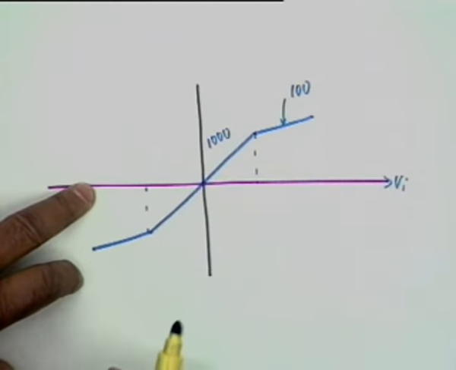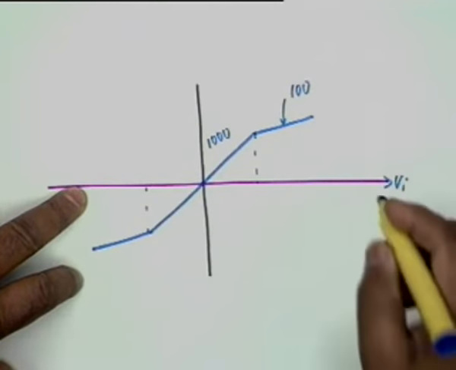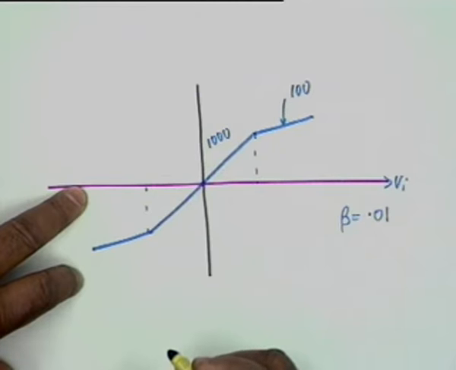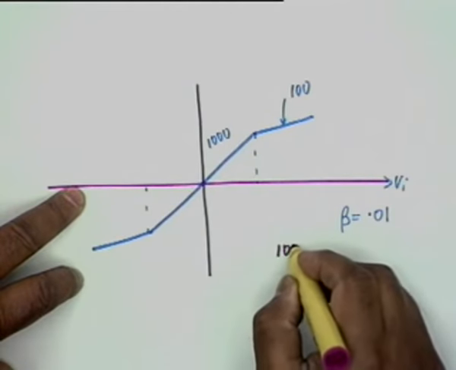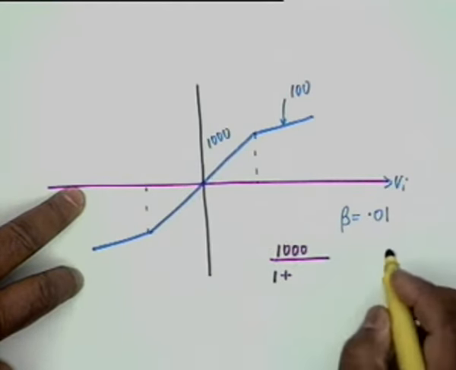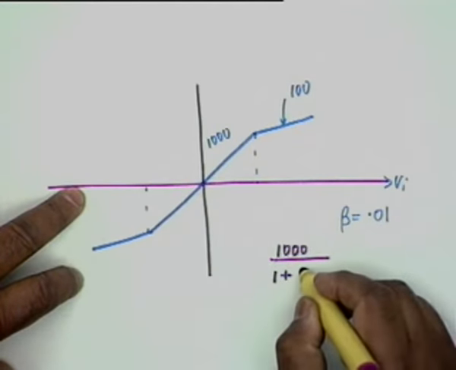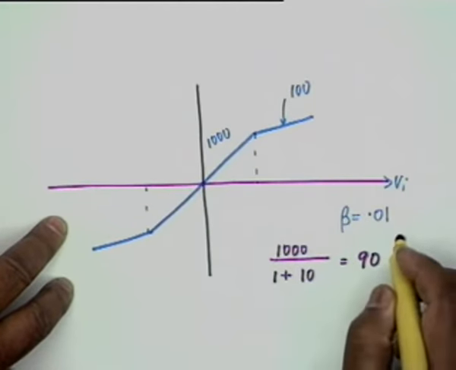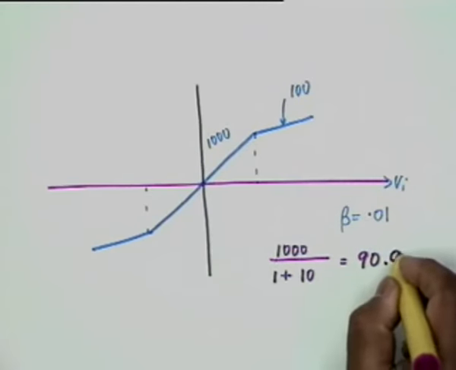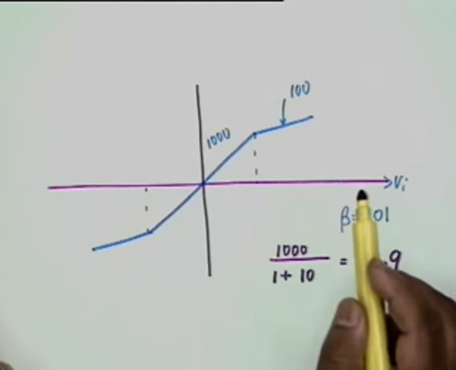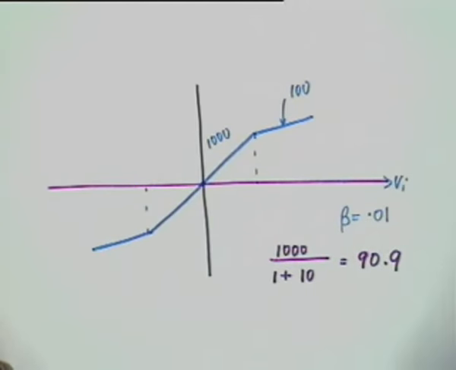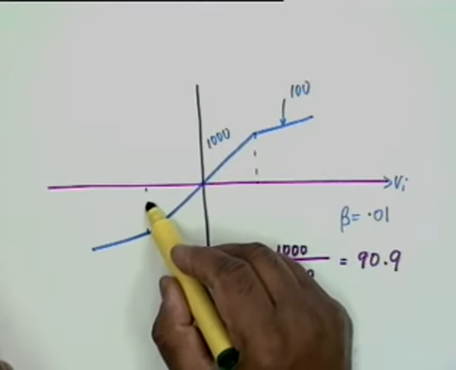Okay. Now, let us see what happens with negative feedback. Suppose the beta factor is, let us reduce it further. Suppose beta is 0.01. Then when the gain is 1000, what is the feedback gain? It is 1000 divided by 1 plus 1000 multiplied by 0.01, so it is 10, that is 90.9 approximately. Okay. So in this range the curve gets flatter, the slope decreases to 90.9. So maybe it becomes something like this.